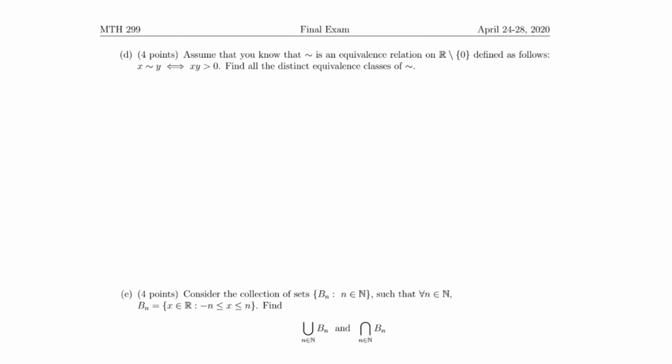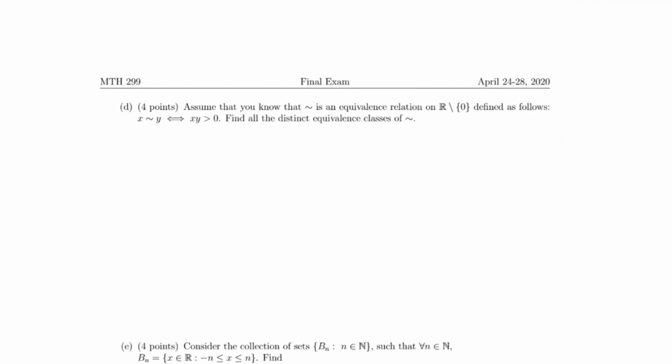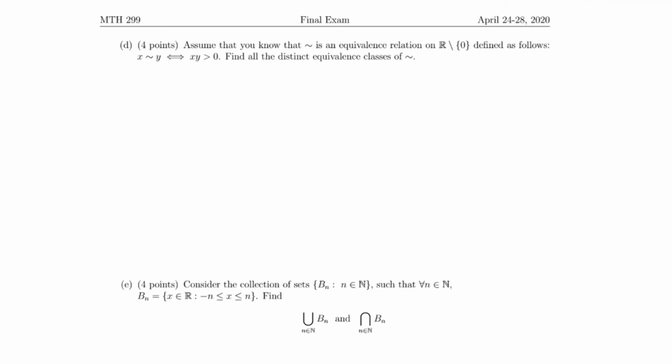All right, assume that you know that twiddle is an equivalence relation on the reals except for 0, defined as follows. Find all distinct equivalence classes of twiddle. Are we still in just answers only? I think so, yeah. So kind of the idea here is positive times positive is positive, right? And negative times negative is positive. But positive times negative or vice versa is always going to be negative.